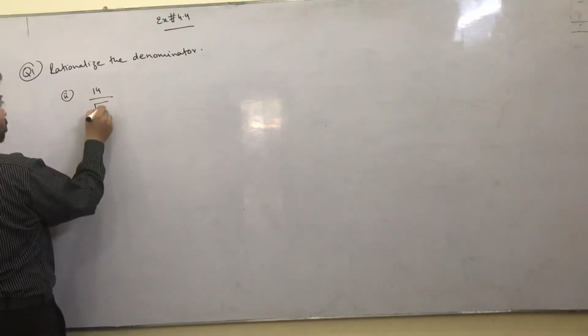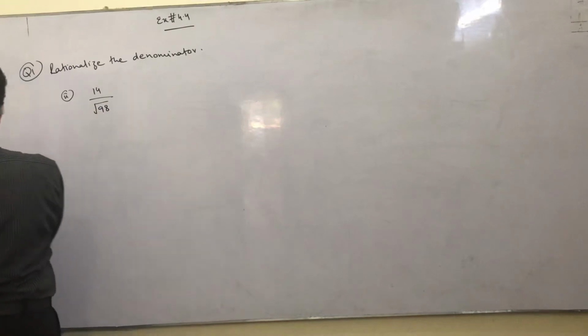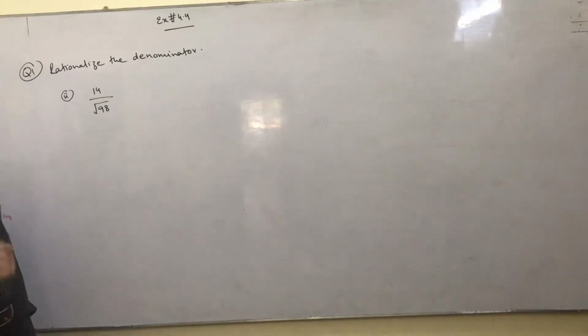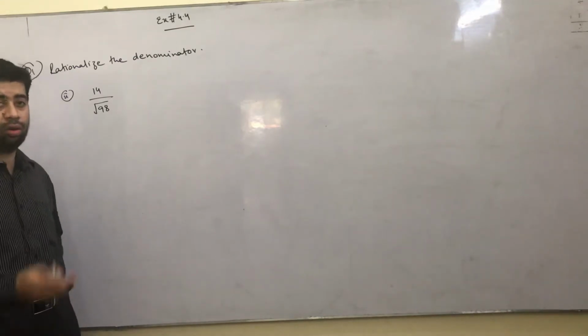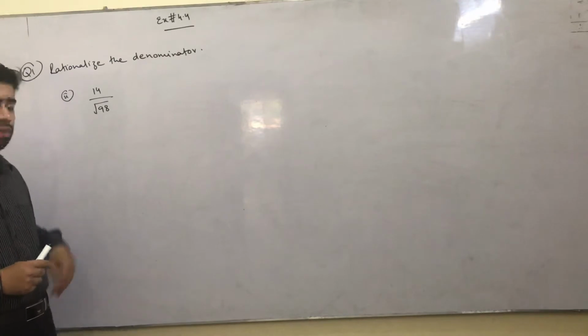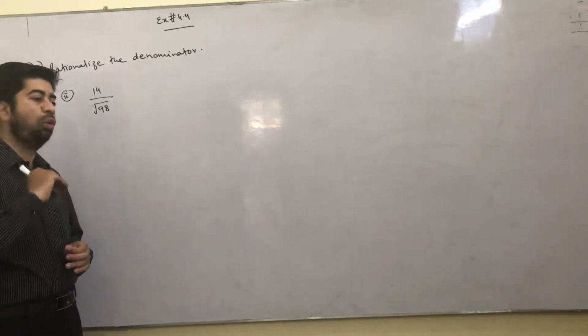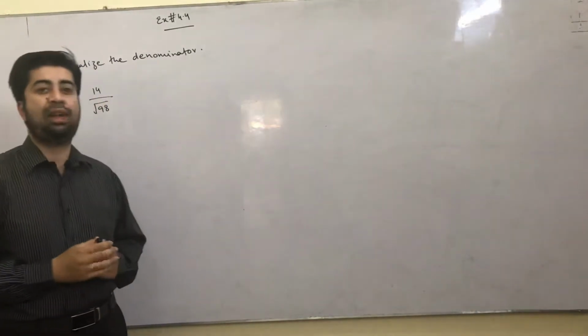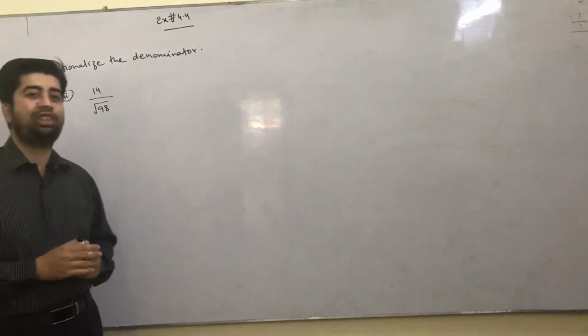14 divided by square root 98. Now you have to rationalize the denominator. We have an irrational number, square root 98. It is obviously an irrational number; you can check it from your calculator also. So you have to convert this irrational denominator to a rational one, meaning that you have to do a rationalization here.